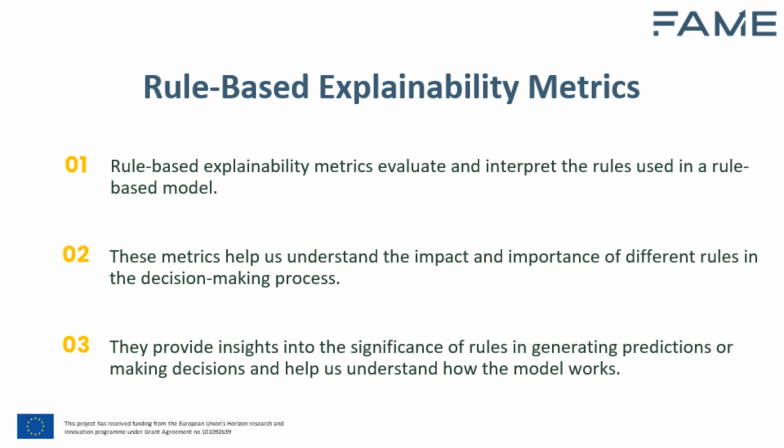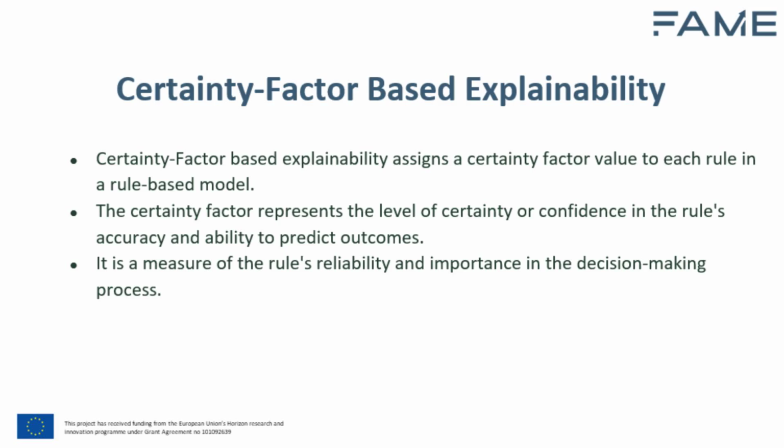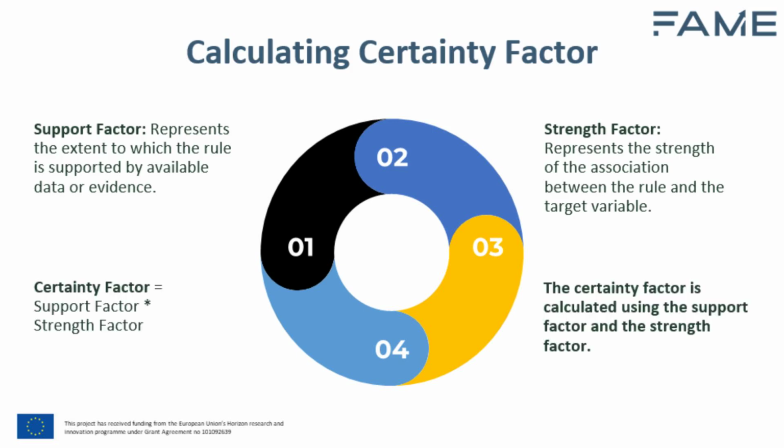Certainty factor-based explainability is a methodology that assigns a certainty factor value to each rule in a rule-based model. The certainty factor represents the level of certainty or confidence in the rule's accuracy and ability to correctly predict outcomes. It is a measure of the rule's reliability and can be used to understand the rule's importance in the overall decision-making process. To calculate the certainty factor, two key elements are considered: the support factor and the strength factor.